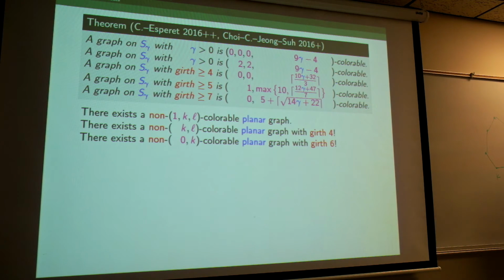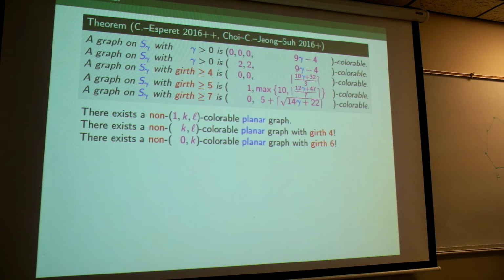So this is a recap. This is what we did. If you have a graph on some surface, then you can do (0, 0, 0) linear in gamma. You can do (2, 2) linear in gamma. And if you start forbidding triangles, you can decrease these 2's into 0. So you can now do (0, 0) something linear in gamma. And now if you forbid 4-cycles as well, I can shrink the length of the tuple from 3 to 2, but now I can do (1, something linear in gamma).